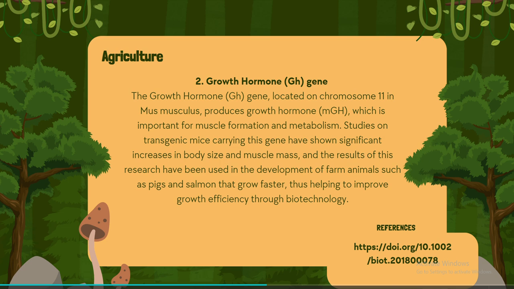The next gene was growth hormone genes. The growth hormone gene was located on chromosome 11 in Mus musculus. It produced growth hormone, MGH, which is important for muscle formation and metabolism. Studies on transgenic mice carrying this gene have shown a significant increase in body size and muscle mass, and the results of this research have been used in the development of farm animals such as pigs and salmon that grow faster, thus helping improve growth efficiency through biotechnology.